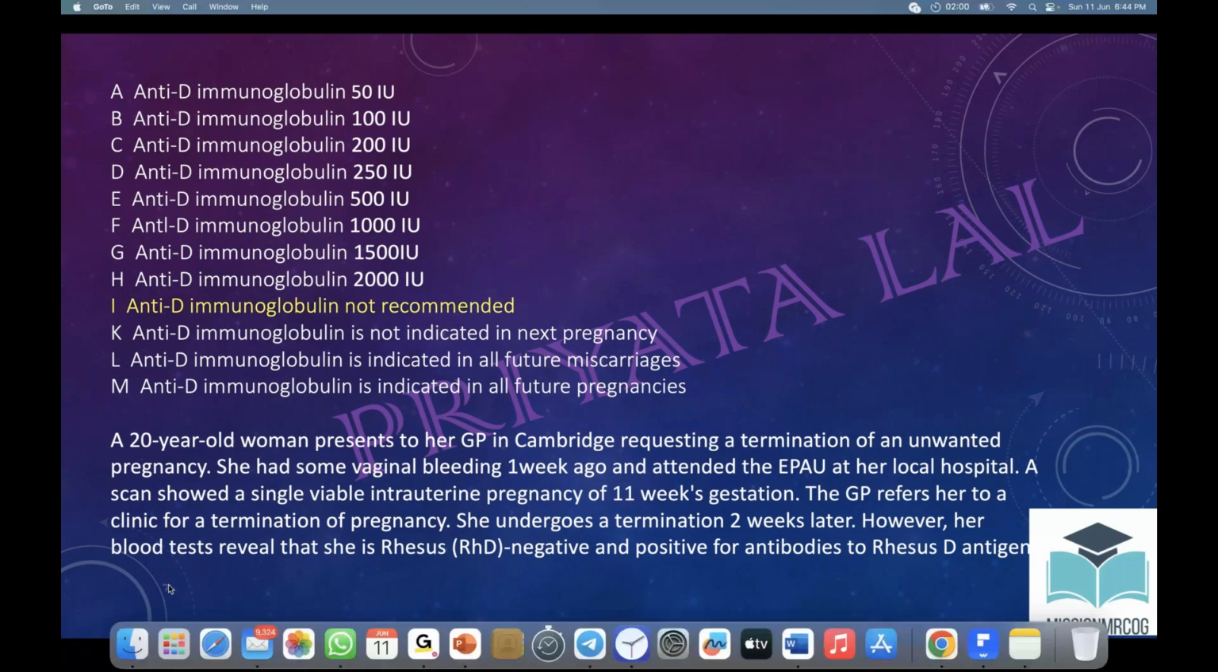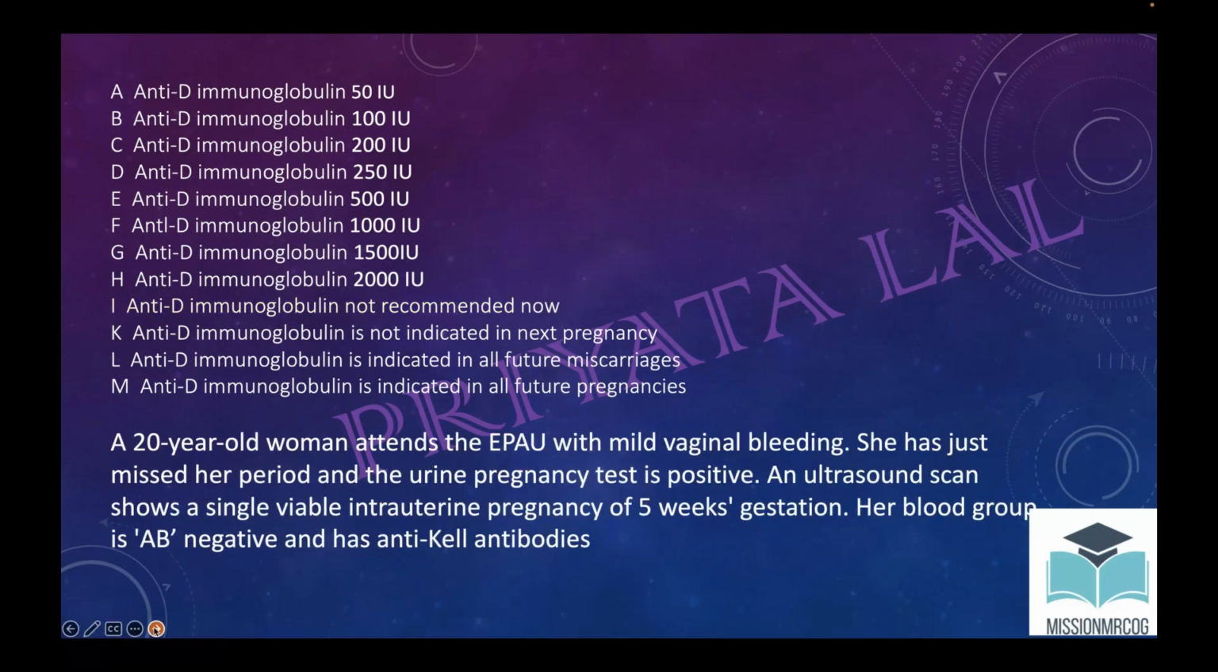A 20-year-old woman attended with a mild vaginal bleed. Urine pregnancy test is positive. Ultrasound scan shows a 5 weeks pregnancy. Her blood group is AB negative, and she has anti-Kell antibody.